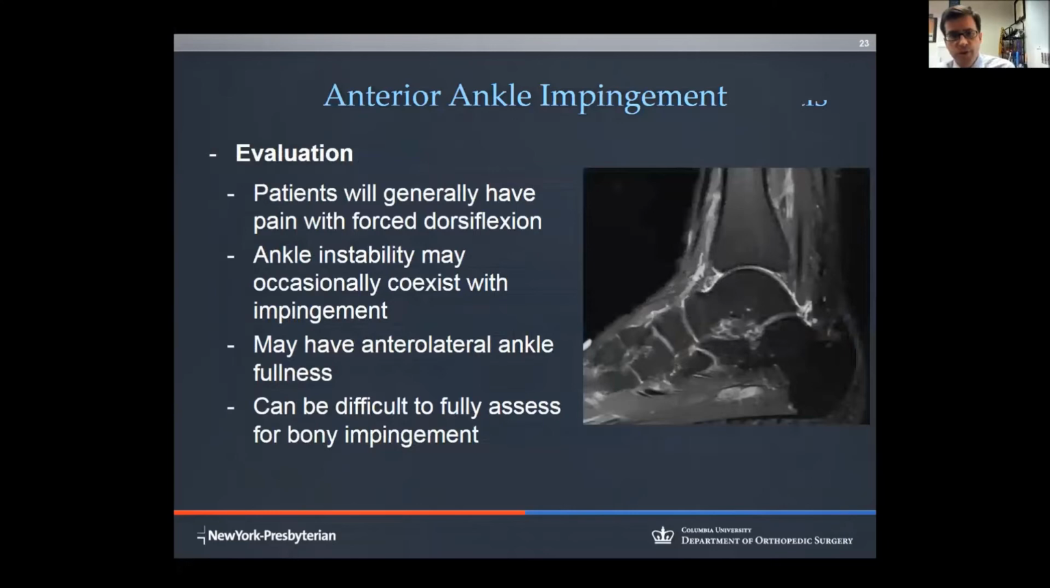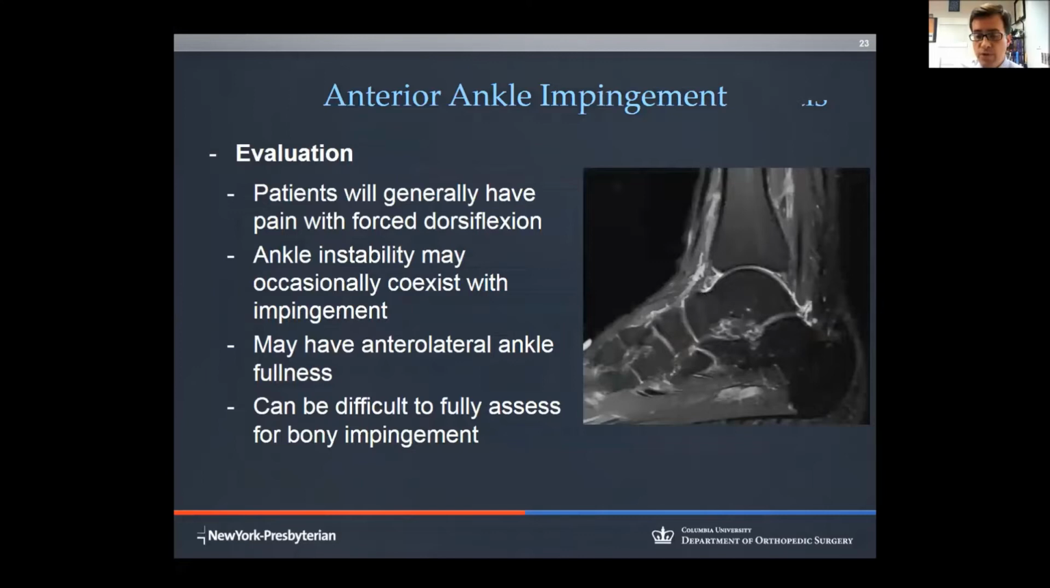Whereas in the posterior impingement, they have pain with plantar flexion, in this case, they have pain with dorsiflexion. Because it can be coupled with ankle ligamentous injury, there can be some ankle instability. Sometimes patients can have anterolateral ankle fullness, although that's certainly common sometimes in people that don't have injury.